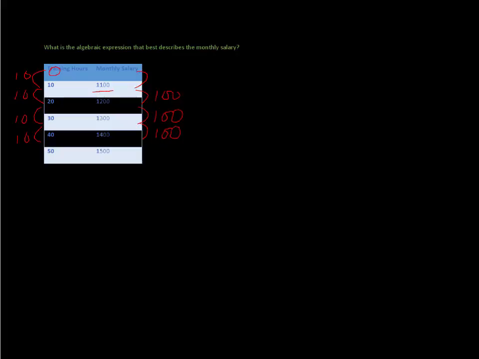If it's moving up by 100, if I want to go backwards, I would go back 100. And if I go back 100, 1100 minus 100 would give me 1,000. So at 0 training hours, my monthly salary would be $1,000. So $1,000 is where we started at. That is our constant. It's our starting point. So we know $1,000, that's our constant.